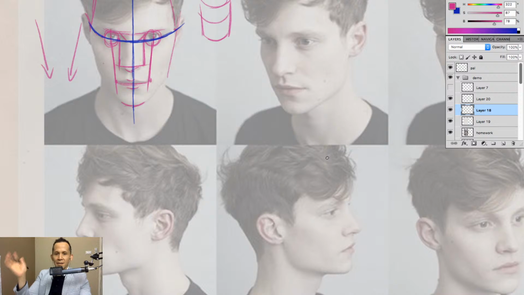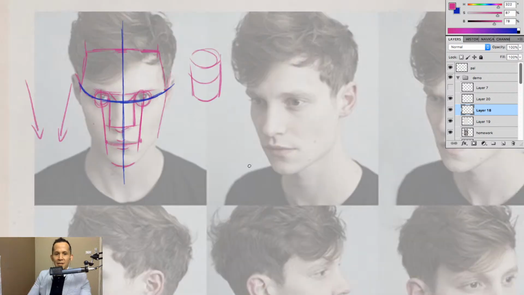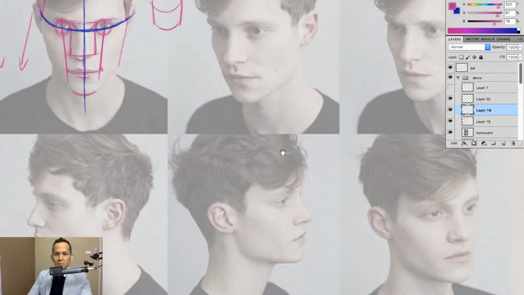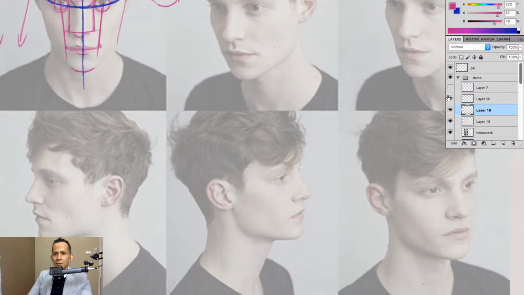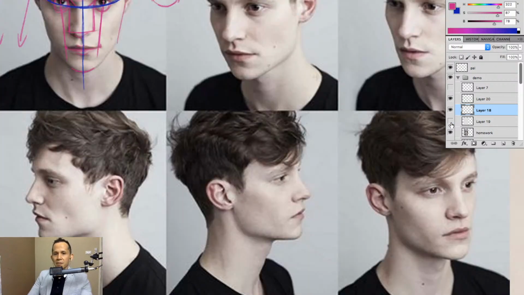So anyway, that's a homework assignment. Take a piece of trace paper and slap it on some reference of various angles, and I'll probably do a different video on that with real paper. It's much more fun. So let's look at the side view, and 3/4. Didn't get a chance to do that.